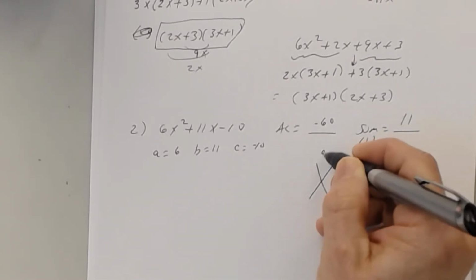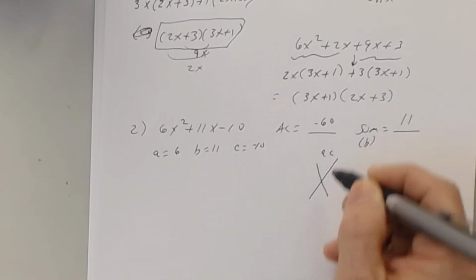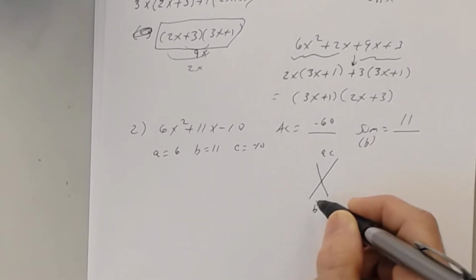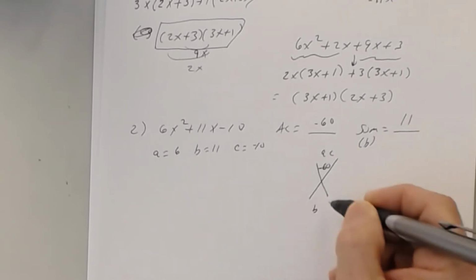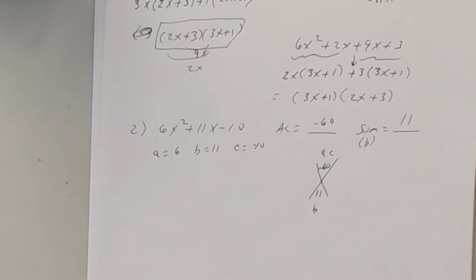All right, so AC goes on the top one, B goes in the bottom one. So what number goes here? Negative 60. What number goes here? 11. And all you have to do is find two numbers. Use your calculator if you need to. Find two numbers whose product is negative 60, and whose sum is 11. But if you're having trouble dealing with both at the same time, then do the product first. You have to do the product first.